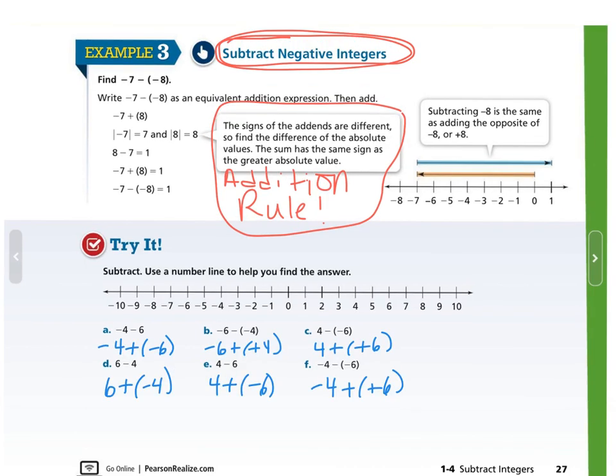Take a moment to check your answers for the addition expressions first. Once you have checked these answers, then go ahead and pause the video again and try to solve each of those problems A through F, and then come back and check your answers to the expressions. Now check your answers to each of those try it problems. If you need to, use the number line to help you find your answers.